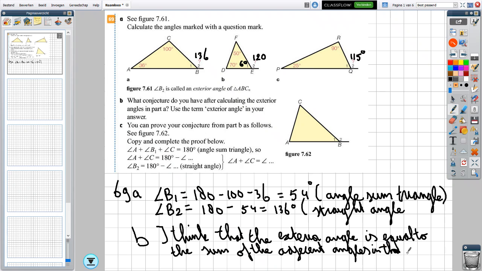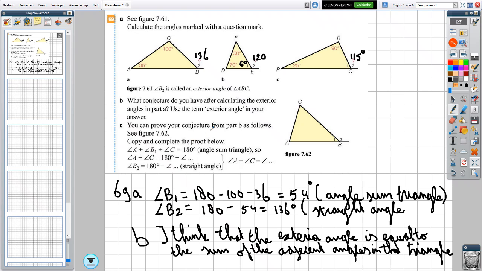But you can describe this any other way in English to make yourself clear, right? I think this is a quick way to describe this. Dus ik denk dat de buitenhoek gelijk is aan de som van de aanliggende hoeken in de driehoek. 100 plus 36, 50 plus 70. And now, here, they let you prove that that is true.